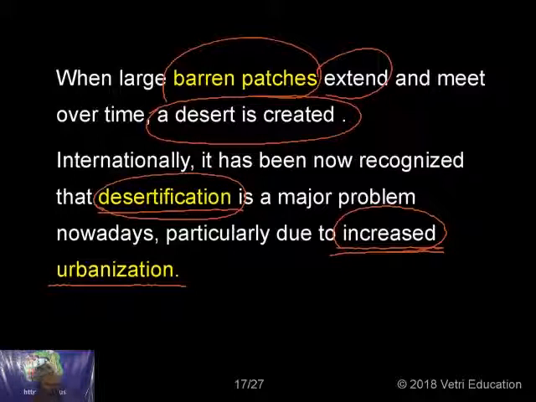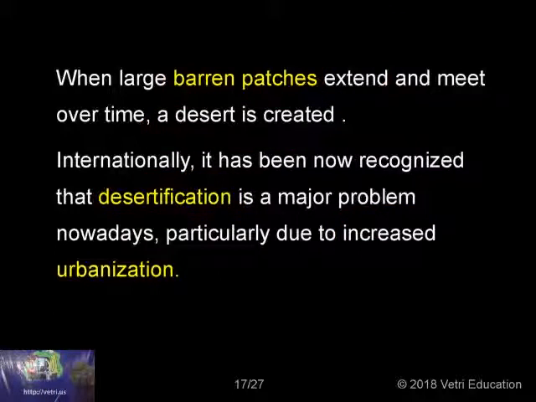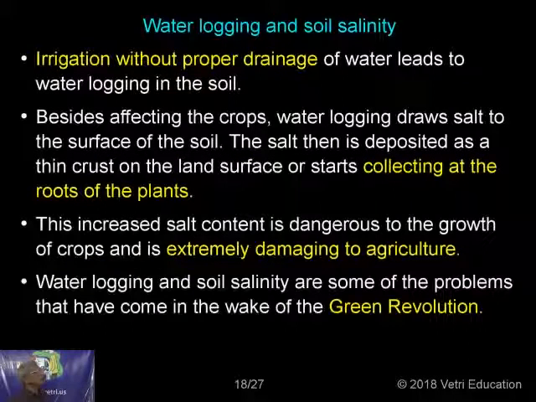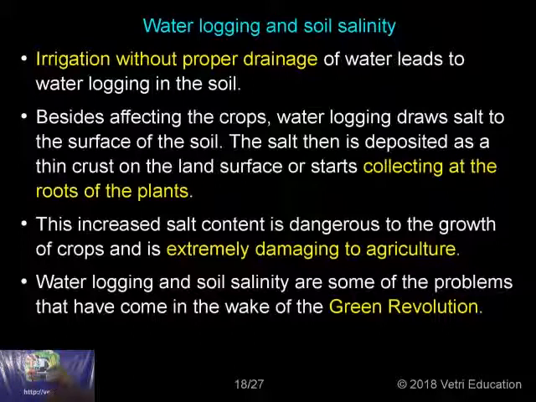So when large barren patches extend and meet over time, a desert is created. Internationally, it has now been recognized that desertification is a major problem nowadays, particularly due to increased urbanization. Waterlogging and soil salinity is another very big problem among environmental issues. Irrigation without proper drainage of water leads to waterlogging.